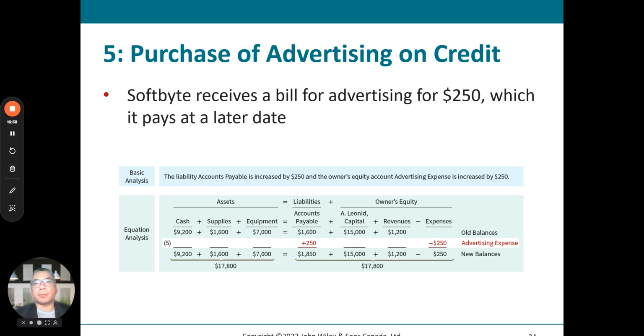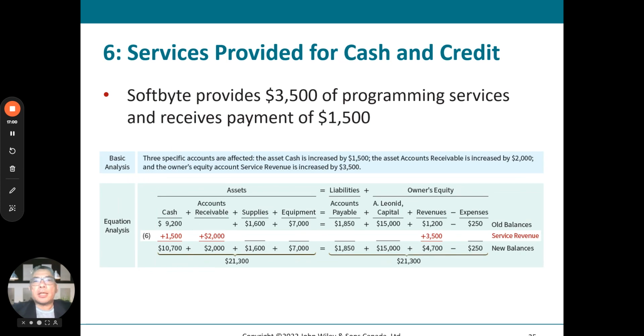Next example, service provided for cash and credit. So I provide 3,500 for your service and receive payment of 1,500. So you have two components here, 1,500 cash, 2,000 accounts receivable, and revenue total 3,500. On the left side, you add a total of 3,500. On the right side, owner's equity, you add 3,500. So it's balanced. Remember, it must balance.